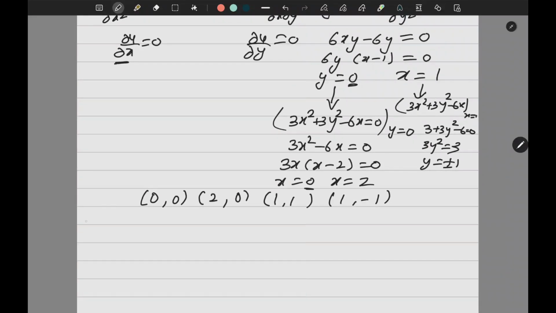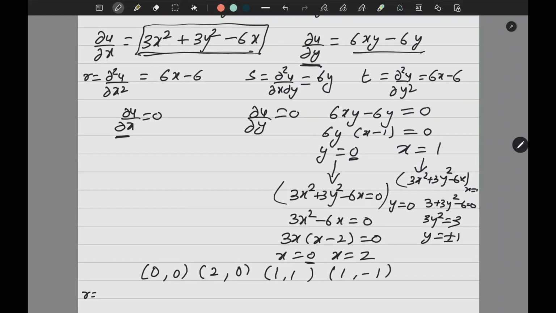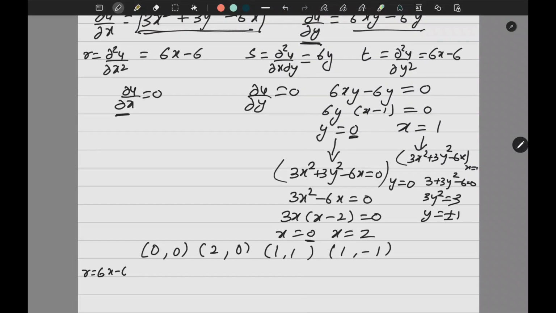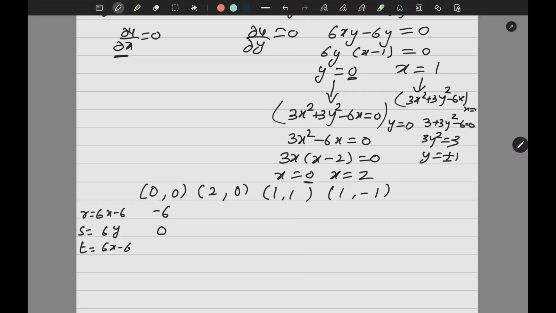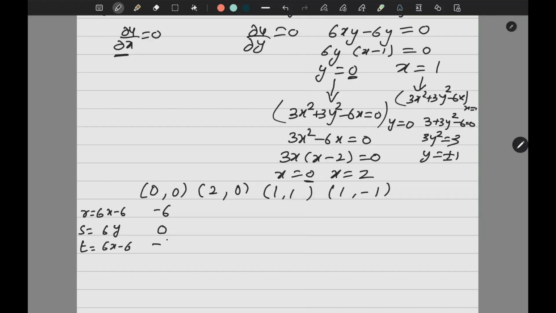Now once you get the extreme points, you have to write r. Now what is the value of r? You have calculated r as 6x minus 6, s as 6y, t as 6x minus 6. Now at 0, 0, what is the value of r? Minus 6. s is 0. And this is RST. RST, how come they are same? We got dou u by dou y when I am doing dou u by dou x, so it will be this. And when I am doing dou u by dou y, 6x minus 6. Okay, super. We have the same values, no problem. So here when I am putting 0, again minus 6.